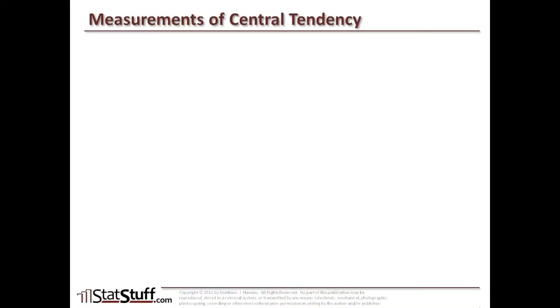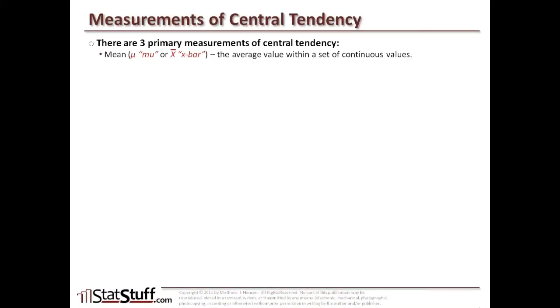Okay, now let's talk about the three primary ways that we measure central tendency. There are three key measurements that we would use for measuring central tendency. The first one would be the mean. That's represented by the Greek letter mu, or if we're using a sample mean, it's represented by x bar. This represents the average within a set of continuous values. The mean is what we would use as an ideal measurement when we want to measure central tendency for normal distributions, that is, those having no bias, represented by a normal bell curve in their distribution.